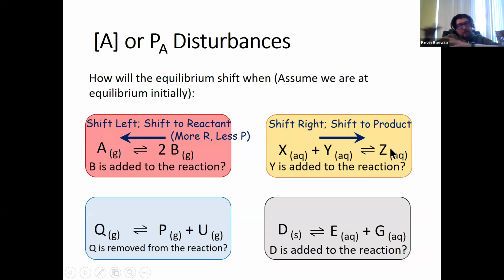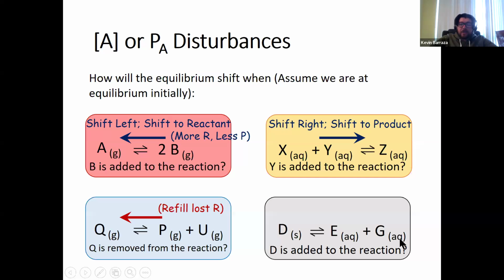So I'm going to go the other way. If Q is, and of course, if there are any questions about anything, please let me know. If Q is removed from the reaction, now this time we're taking away from one side. The reaction is going to go to the left, to sort of refill lost reactant. So lost R means reactant, refill lost reactant.